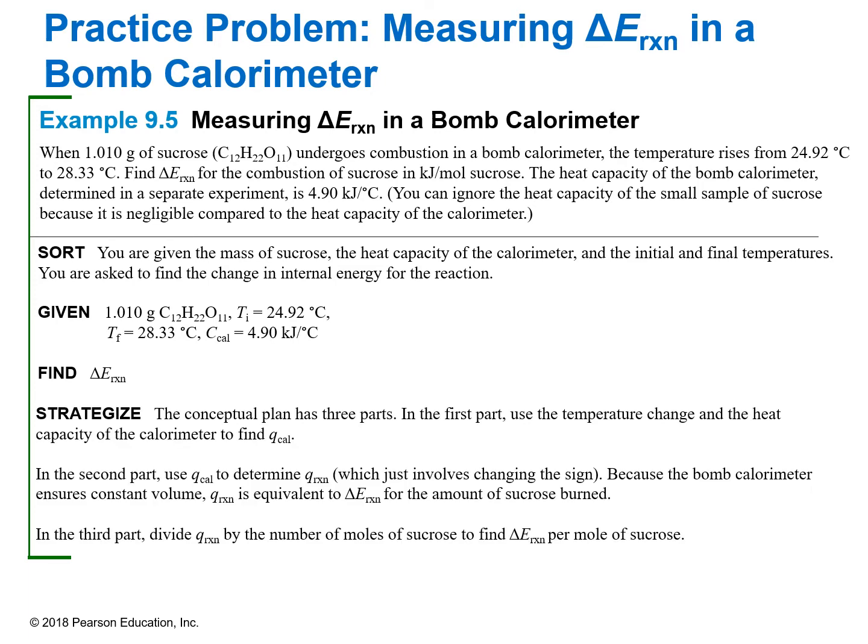And they want us to find the delta E. And we are going to be using, first of all, to find the heat that was evolved by setting things off in the calorimeter. So we're going to find the Q of the calorimeter. We're going to find the Q of the calorimeter by using the change in our temperature, the amount of stuff that was burned, and the specific heat of the calorimeter. That part's going to be easy.